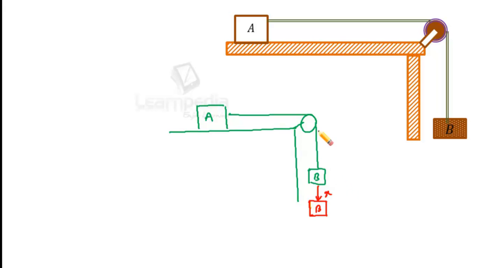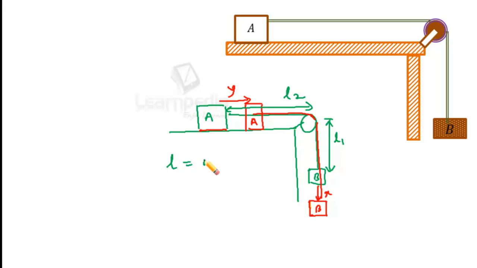The string here will increase like this, whereas here the string is going to decrease and body A will arrive at this position. This is the original position, this is now the new position. Say it has traveled a distance of y. So initially let us consider the length of the string from here to here is L1 and the length from here to here is L2. The total length of the string L is equal to L1 plus L2.